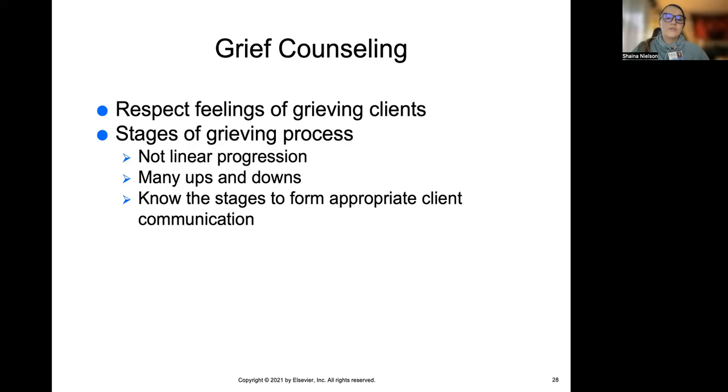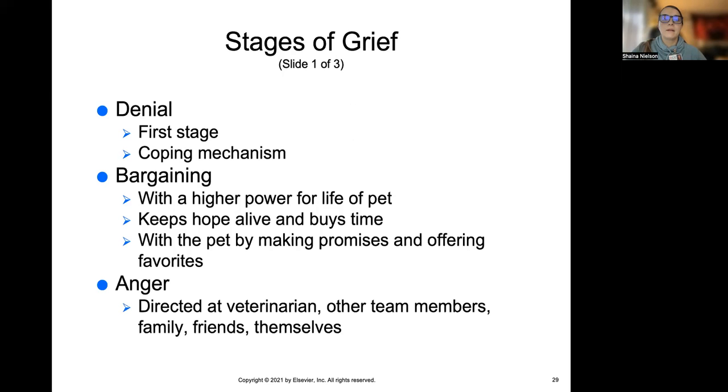And one thing to remember, especially when we're looking at grief counseling with our clients, is there's a lot of ups and downs and there's a lot of different stages to grief. So everybody's going to react a little bit differently, and it's okay that they react differently. So there's no linear progression of grief. A lot of up and down feelings, emotions, and stages. And we have to be able to identify that to have appropriate client communication during this time.